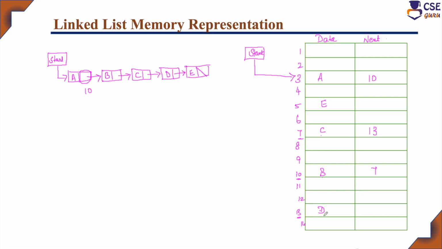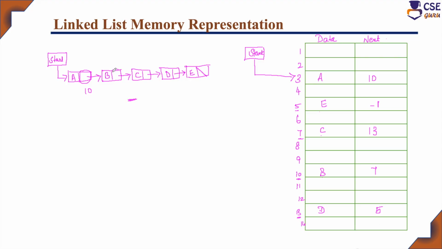And for D, in the next pointer part, the address of E will be stored. That is 5. See here, it is not required to be consecutive, A, B, C, D and all. It is not required to be in consecutive memory locations. And the last node is E. Since it is the last node, it is represented by a null pointer. Null pointer means you need to represent it by -1. So this is the memory representation for this linked list.